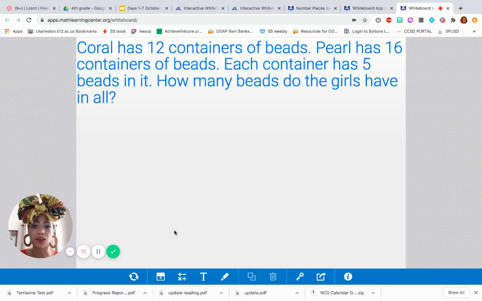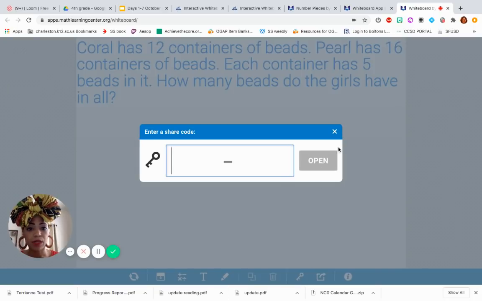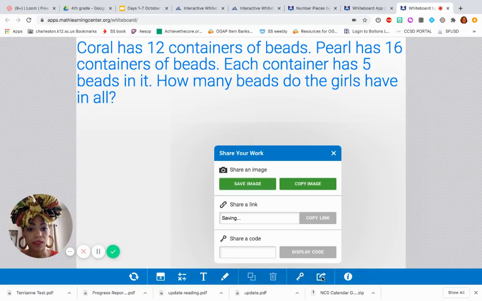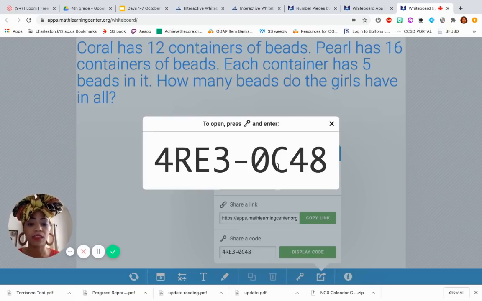All right. So if you're ready to solve it, you can solve it in your workbook. If you want to do it digitally so that you can share your work with your teacher, which I'd highly recommend, you can use the Whiteboard app that the Math Learning Center has. So I'm going to show you my key code. If you click on the Whiteboard app and go to the bottom, you see where this key is, and you put in my sharing code, which is this code right here, 4RE30C48. Then you'll be able to pull up my exact page, which already has the problem written at the top for you, okay? And you can use this app to draw your sketch before you solve it, okay?